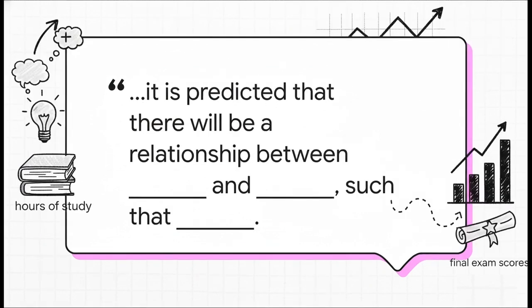Now let's level up. This second script is for when you're ready to make a real prediction. This is what we call an inferential question. For instance, it is predicted that there will be a relationship between hours of study and final exam scores, such that more study hours will lead to higher scores. You see the difference there? You're not just observing, you're defining the key players and you are calling your shot.